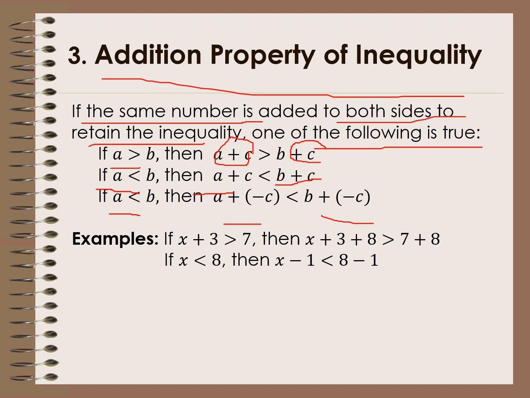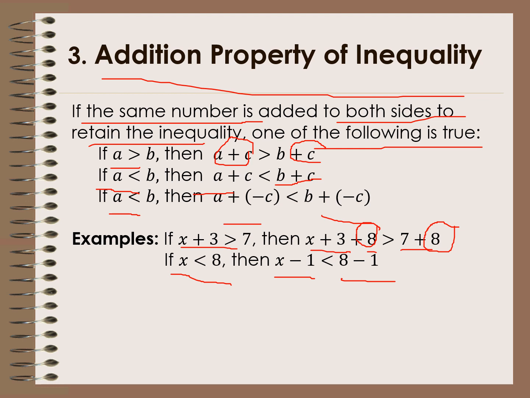Okay? So here in the example, if x plus 3 is greater than 7, then x plus 3 plus 8 is greater than 7 plus 8. So what did we add on both sides of the inequality? We have your C, I should say, as 8 to the left, and we have also 8 here to the right. Okay? In like manner, in the second example, if x is less than 8, then x minus 1 is less than 8 minus 1. So what did we subtract?